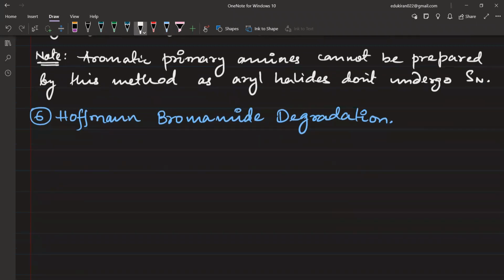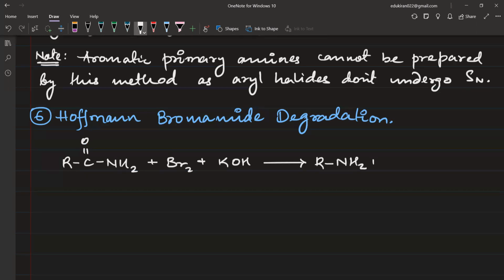Those who have written, please see in Hoffman bromide degradation. We start with an amide, R C double bond O, NH2 plus Br2 in alkaline medium. So we use KOH, or we can also use NaOH in this case. And this leads to formation of RNH2, the CO going away from here. Plus you will get K2CO3 if you have KOH, or Na2CO3 if you have NaOH. Plus you will get KBr and water.